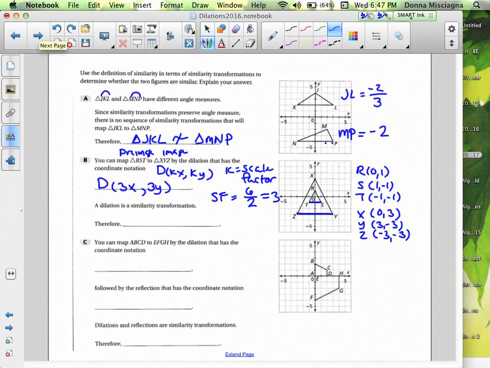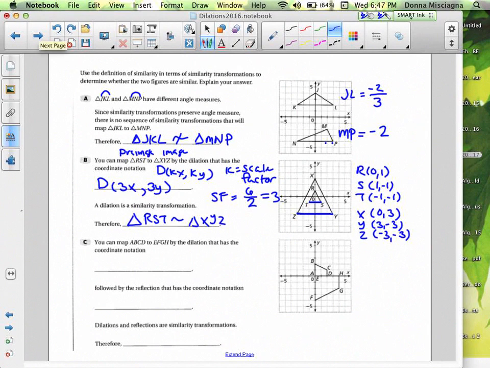Oh, almost done. A dilation is a similarity transformation. Therefore, we need to write in our similarity statement. We have triangle RST is similar to triangle XYZ. Right, and now we have one more.